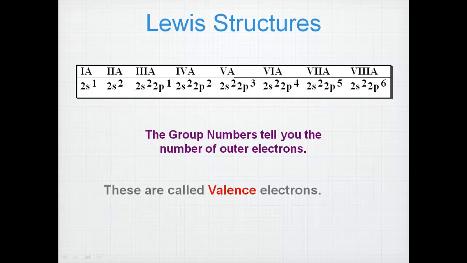It's important for you to notice that in the s and p block, the first group has one outer electron, the second group has two, the third has three, all the way down to the noble gases, which have 8 and are stable.